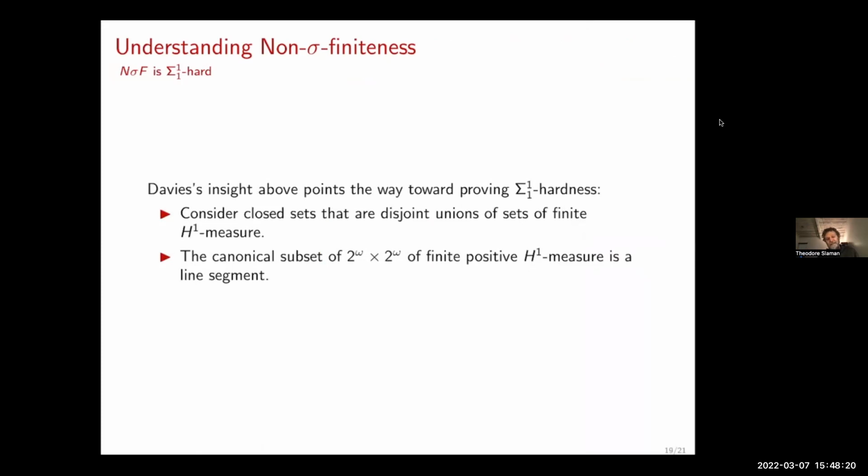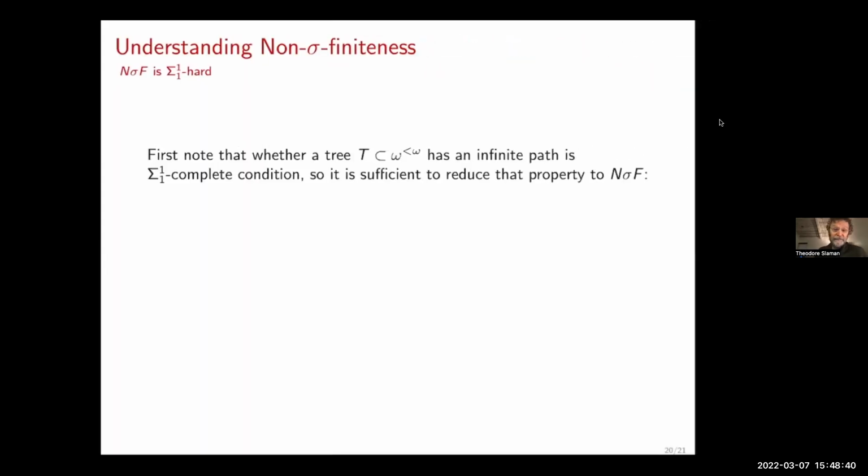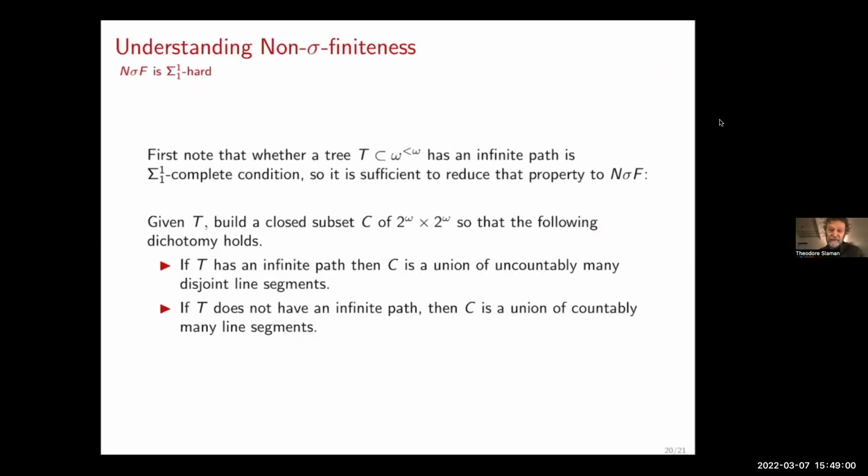You do something along the lines, again, of taking unions of line segments. So you can work with the sets that are going to be of finite positive measure or line segments, and then you do the following. You reduce the problem for this. We need a sigma 1 complete property: you take an infinite branching tree, and to say whether it has an infinite path is a sigma 1 complete condition. So we're going to reduce that to not sigma finite, and we do it in the following way.